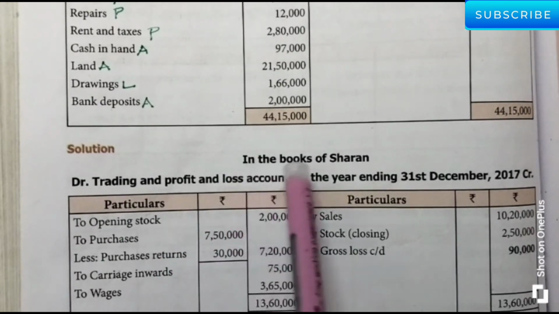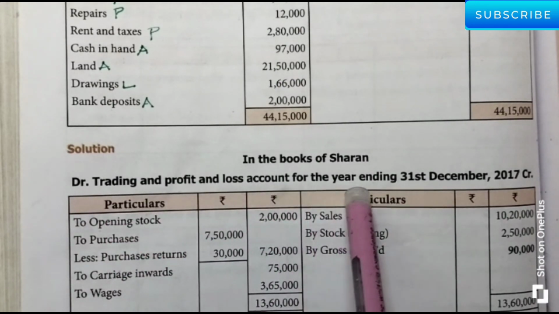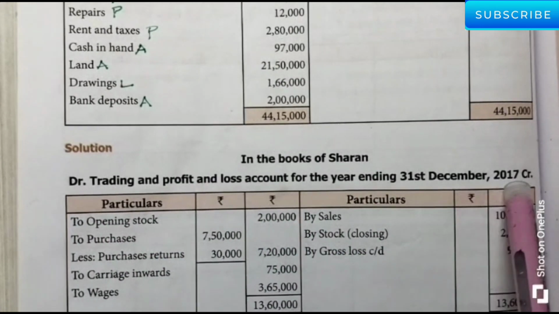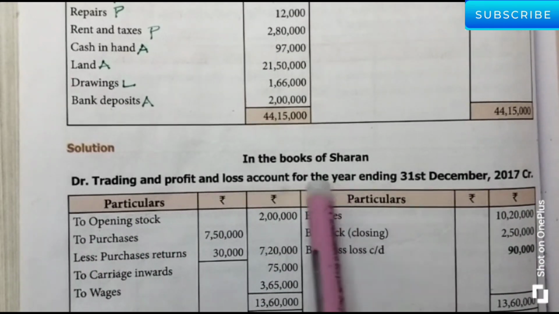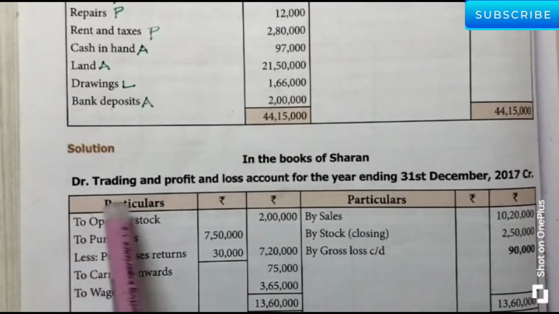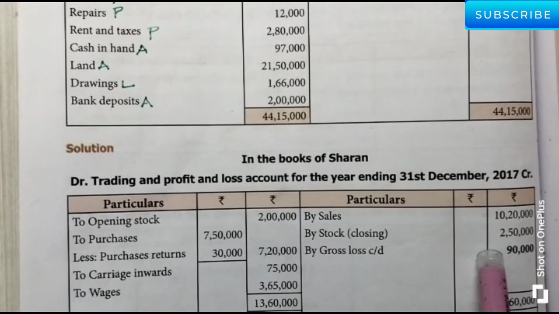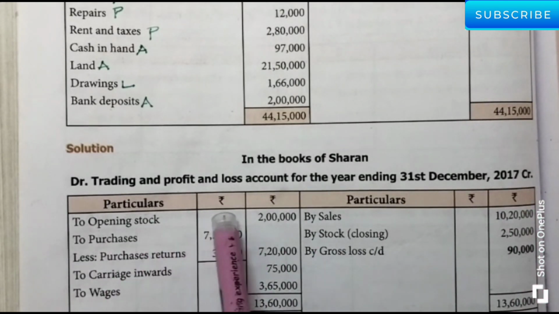The heading is in the books of Sharon, trading and profit and loss account for the year ending 31st December 2017. Trading and profit and loss accounts have two sides, that is debtor side and creditor side. Left hand side we call as debtor side and right hand side we call as creditor side. And debtor side we have two columns.